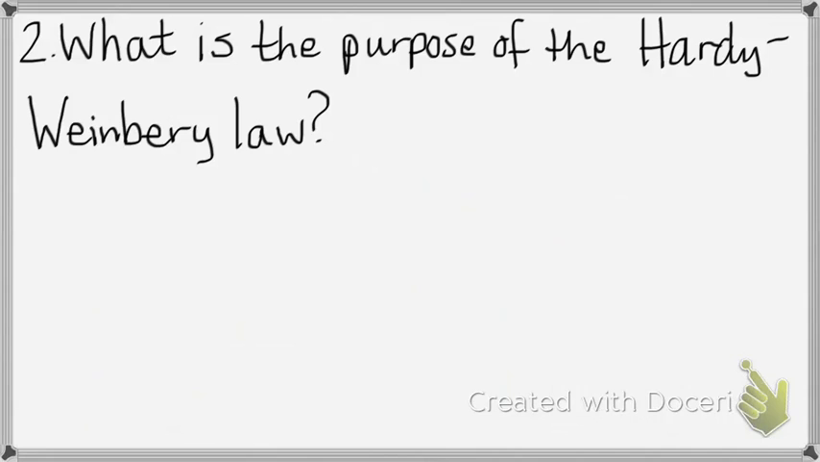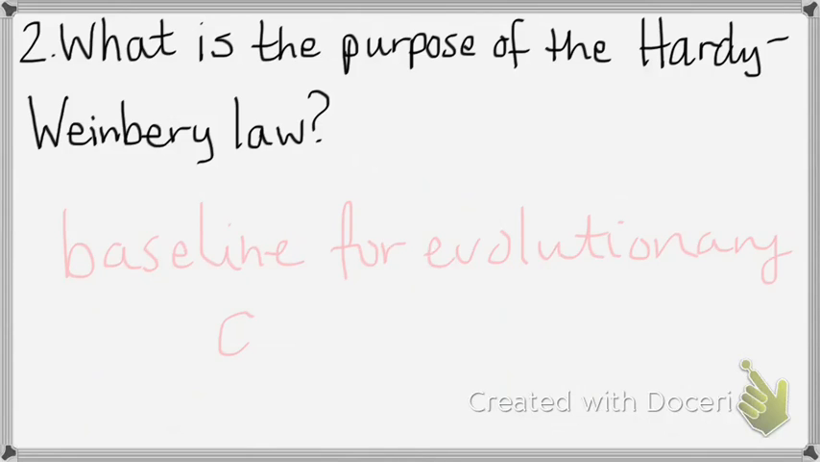I do love question number 2. What is the purpose of doing Hardy-Weinberg? It is a baseline. Baseline of evolution. Okay. None of evolution is occurring. It's the baseline, so you can know if evolution is occurring. It's very good. Good memory on that. And you have to know this. Why do biologists do Hardy-Weinberg? Baseline for evolutionary comparisons.